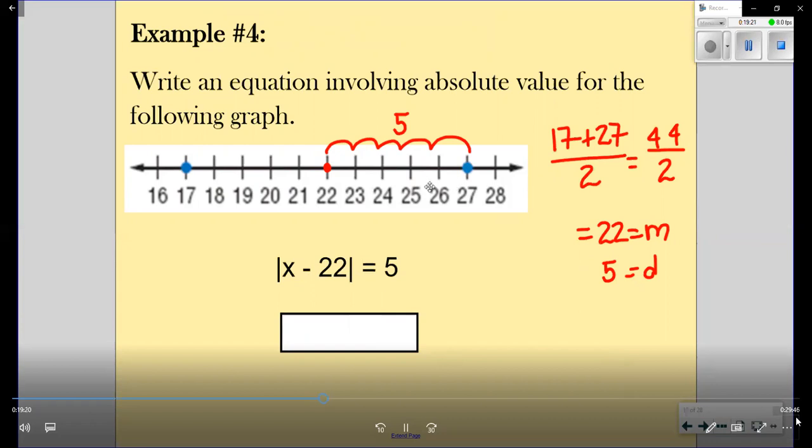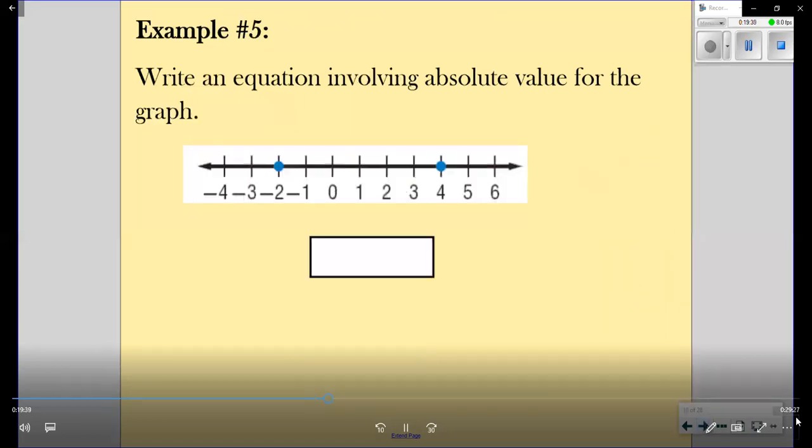So you could do it that way, like I said. You could add the 2 numbers and average it out to find the middle number, or you could count from the 2 points and see where they meet. But this would be the quickest way, but whichever helps you. If it gives you the right answer, then you're fine.